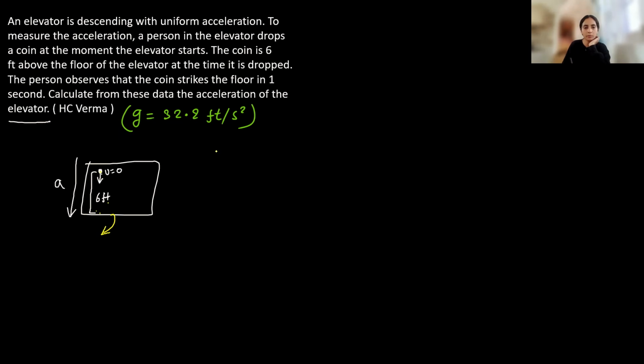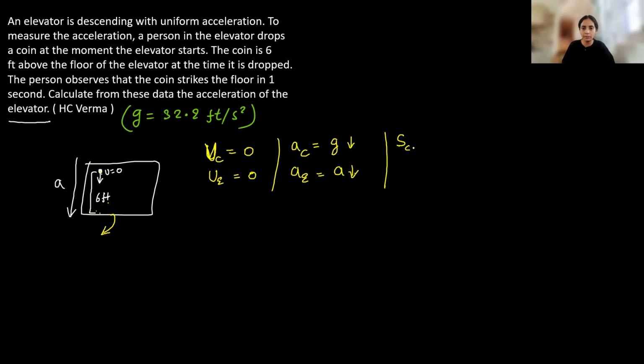So let us talk about this one. What is the velocity u of the coin? That is equal to 0. Also u of the elevator is equal to 0. What is the acceleration of this coin? It is falling freely under gravity, so its acceleration will be g in the downward direction. And what is the acceleration of the elevator? That is your a in the downward direction. So this is this thing. And what is the separation? Separation of the coin with respect to the elevator is your 6 feet.